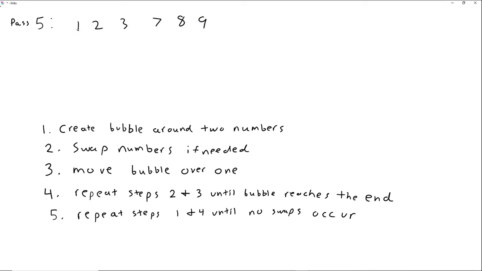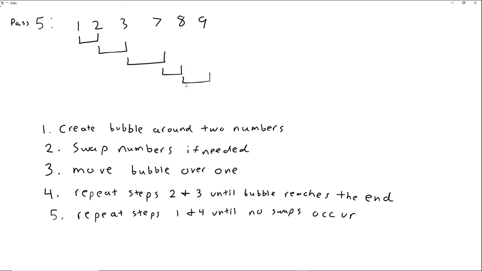Okay, for pass 5, we go ahead and create the same bubble over 1 and 2. We don't need to swap. Bubble over 2 and 3, we don't need to swap. Bubble over 3 and 7, we don't need to swap. Bubble over 7 and 8, we don't need to swap. And bubble over 8 and 9, we do not need to swap.